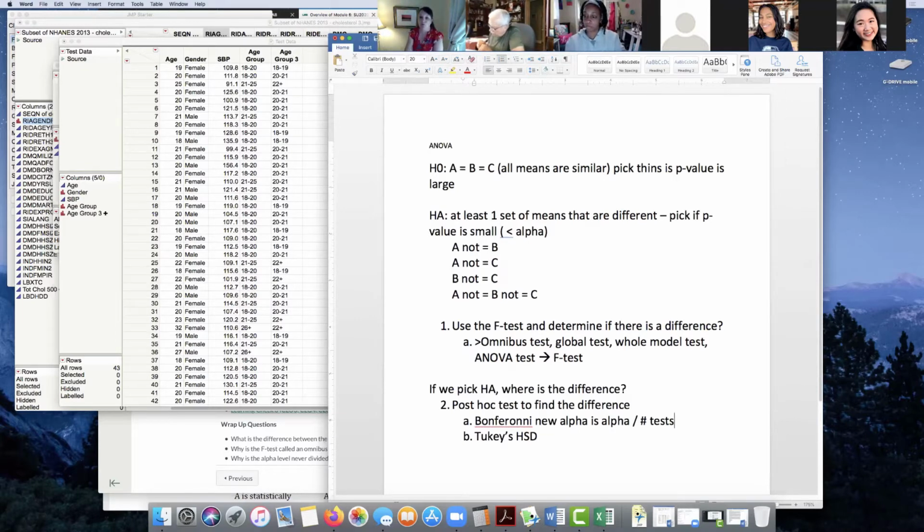What is one example where all means are independent of each other? Well, that would just be 3 different sets of data. Okay, I see.